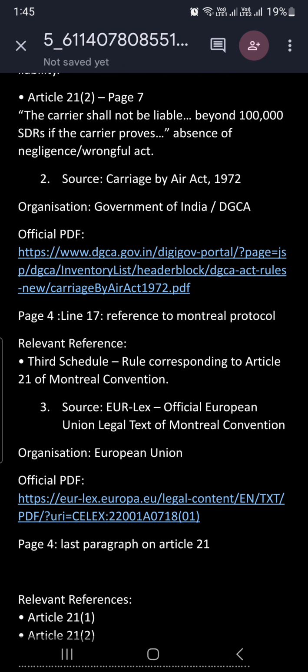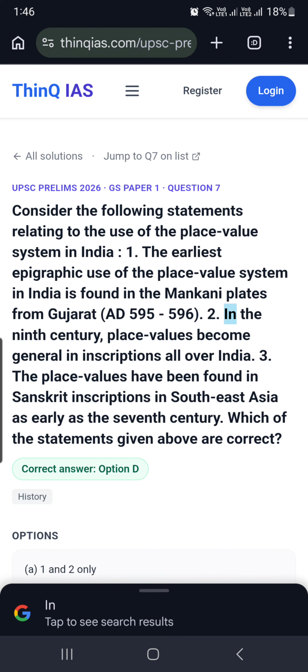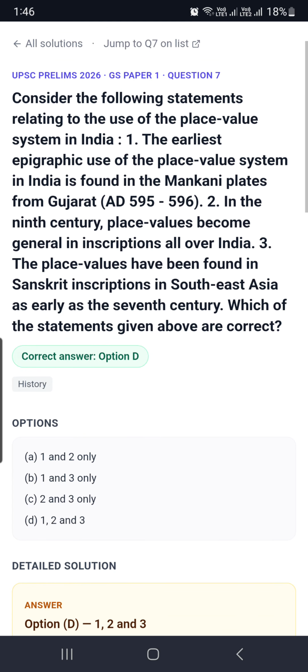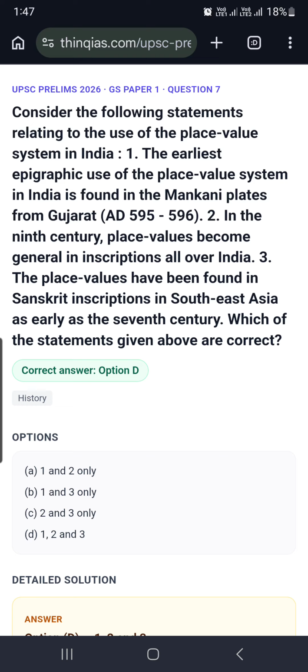Now there is one more question. This question is about the place value system in India. There are 3 statements given. Again, in this we are claiming that the second statement is wrong, and as per UPSC the second statement is correct. So UPSC is giving the answer as all three, but we are claiming that the second is wrong, therefore we are claiming D as the option. So for the place value system in India, we are claiming that the second statement is wrong, and therefore only 1 and 3 are the correct answer.